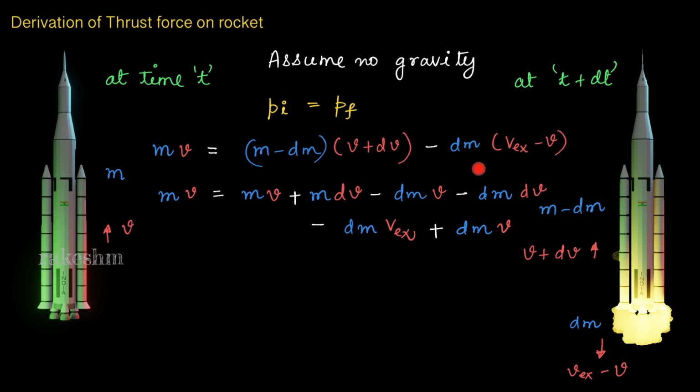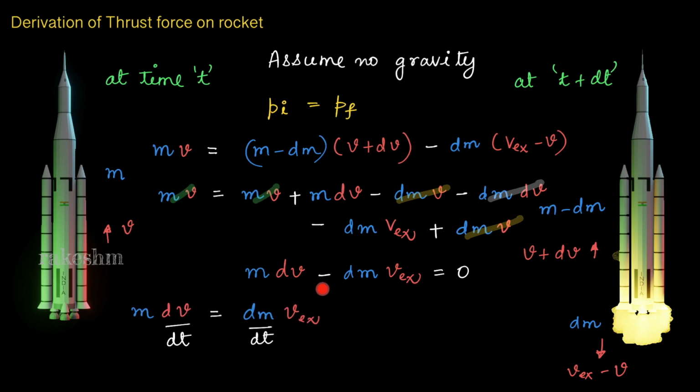Now we will expand the RHS and we will get m into v equals m into v plus m into dv minus dm into v minus dm into dv minus dm into v exhaust plus dm into v. We can cancel m into v and m into v here, and minus dm into v and plus dm into v we can cancel. As dm into dv is a very small quantity, we can assume that this is 0. So the expression we get after this is m dv minus dm into v exhaust equals 0. I am dividing this whole expression by dt. So we get m dv by dt equals dm by dt into v exhaust.